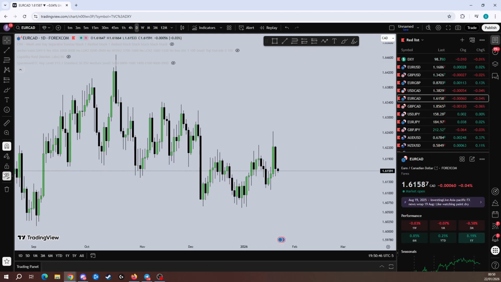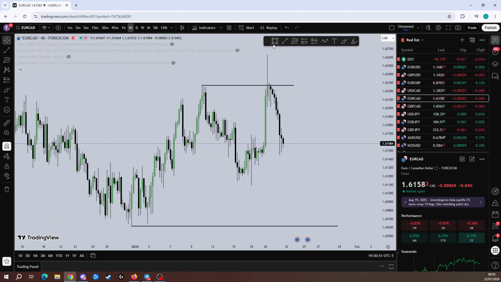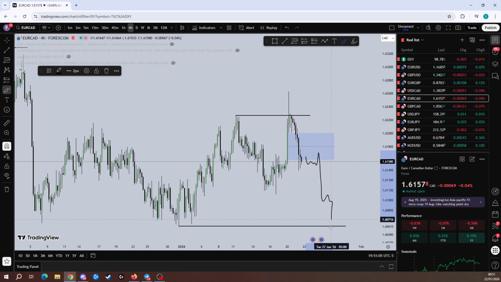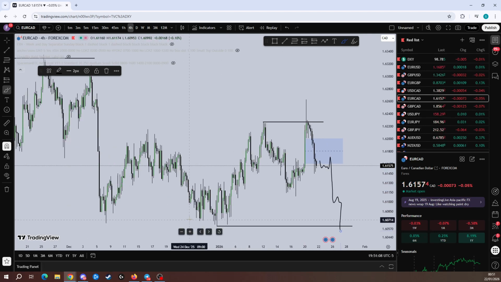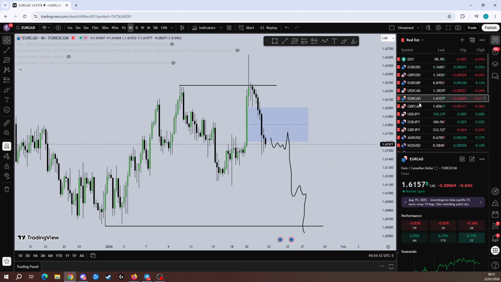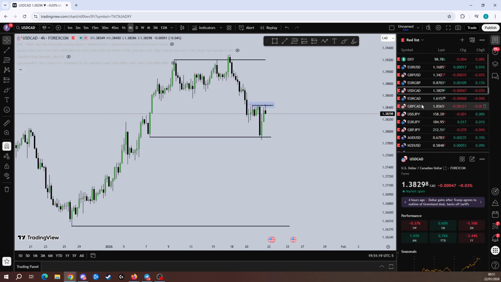this is giving me some hope as well, because on EuroCAD I'm anticipating lower prices. We've almost inverted this fair value gap here. When this 4-hour candle closes, we're going to have this as an inversion, which should mean that price should send lower from here into these lows next. So if EuroCAD's going lower, then PoundCAD, because they're somewhat correlated pairs, should also go lower. So yeah.